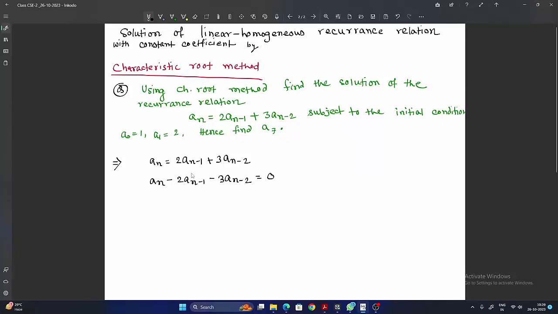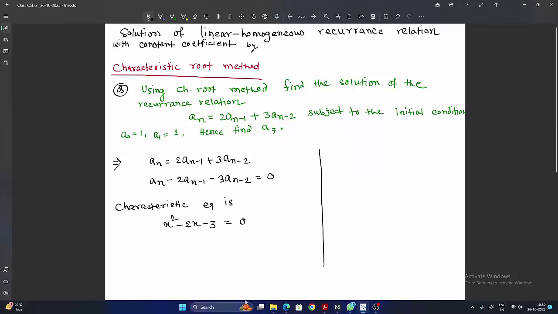After that, what you have to do? You have to find the characteristic root. So now the characteristic equation is, like in the differential equation the first term is m square, here we will put x square. So it is x square minus, the second term is 2 into x, and minus 3 is equal to 0. That is the characteristic equation.